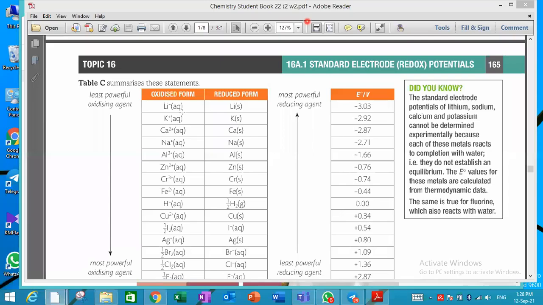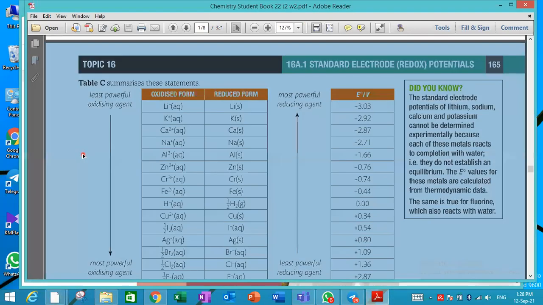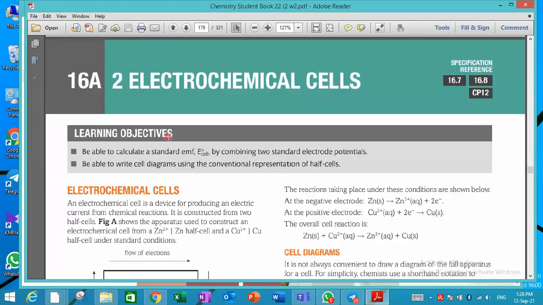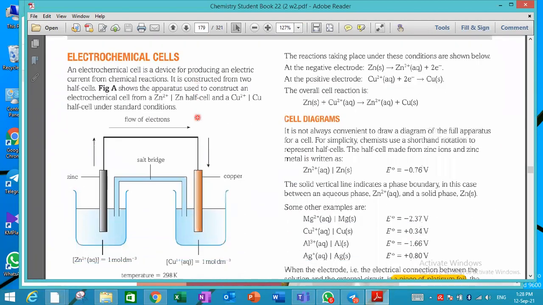All what we have taken up till now, we use a half cell and connect it to a standard hydrogen electrode reference cell in order to measure its standard electrode potential. But what happens if we connect two different half cells together? We get what we call the electrochemical cells. It's not anymore a half cell, but we get two different half cells, and we connect them together and see what will happen. We call these electrochemical cells.